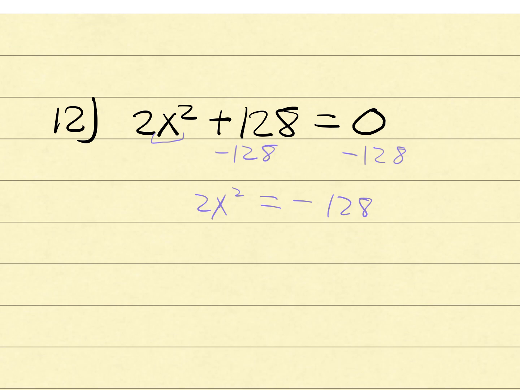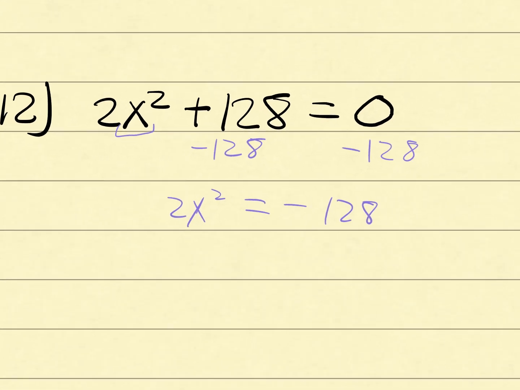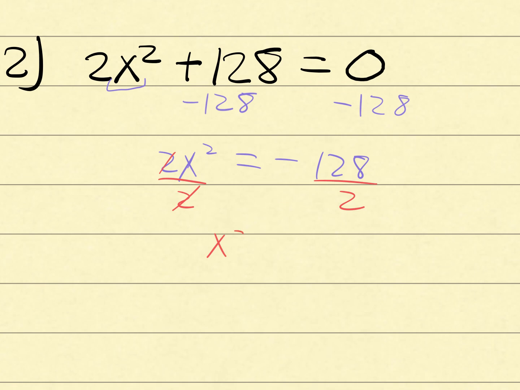We can divide. Yeah, let's divide by 2. Very good. So dividing by 2, we get x squared equals negative 128 divided by 2. What should that get you? 64. All right, negative 64. Good. Now what can we do?